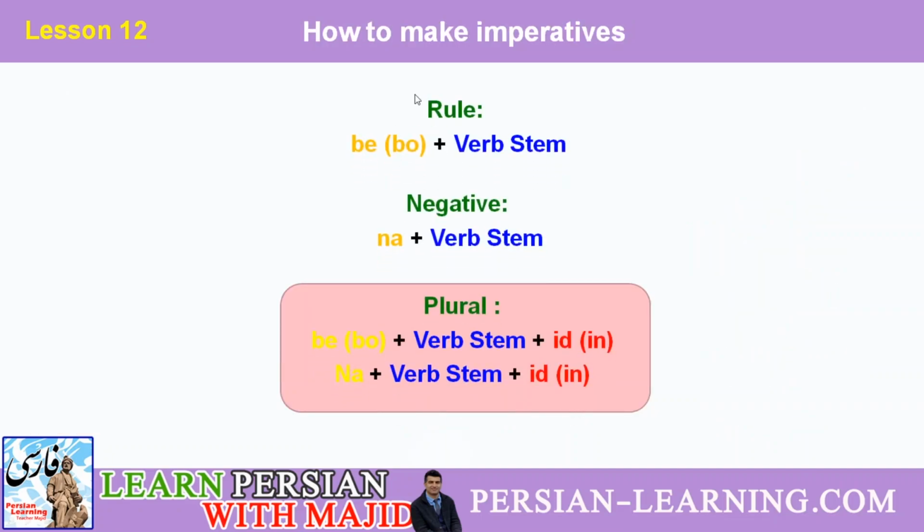So in lesson 11, we learned the rule for making the imperative in Persian and its negative. Today we learn how to make the plural form. You might ask, what is plural imperative? Because it does not exist in English, but it does exist in German and in French, if I'm not wrong.